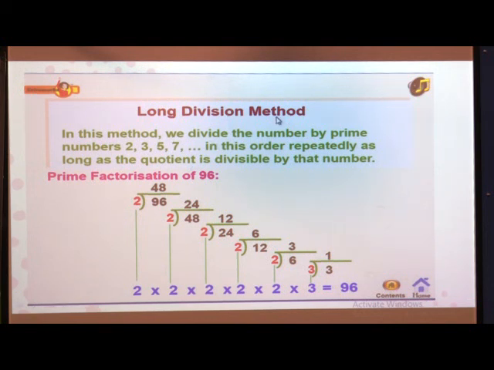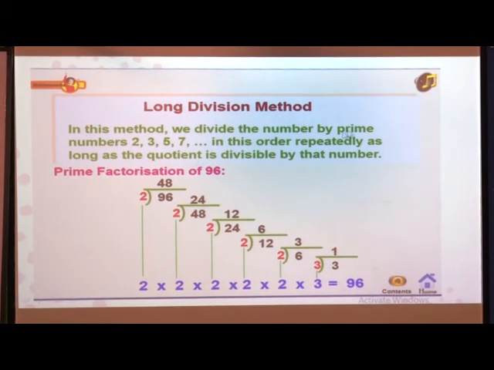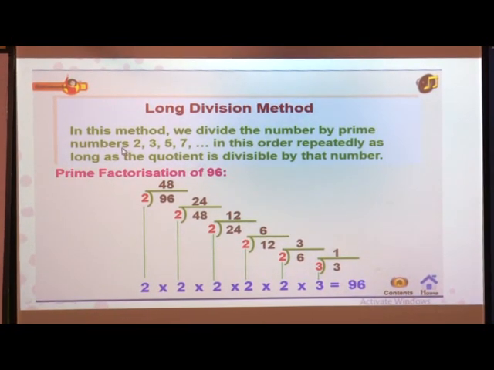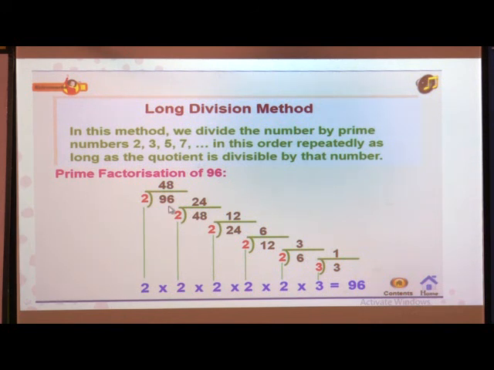Long division method. In this method, we divide the number by prime numbers like 2, 3, 5, 7. We can take different prime numbers in this order repeatedly, as long as the quotient is divisible by that number. Let us see one example to find out.